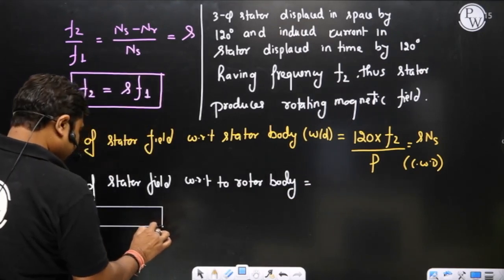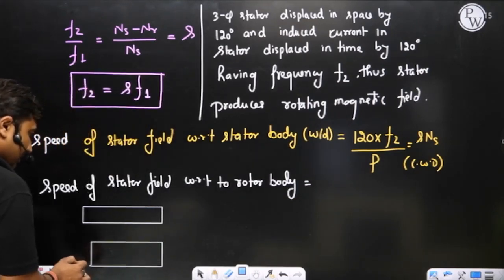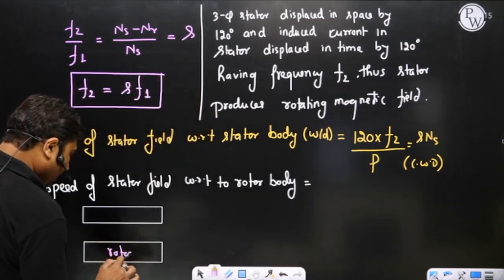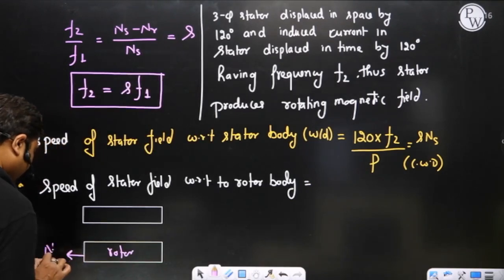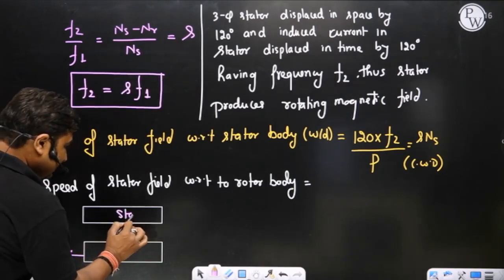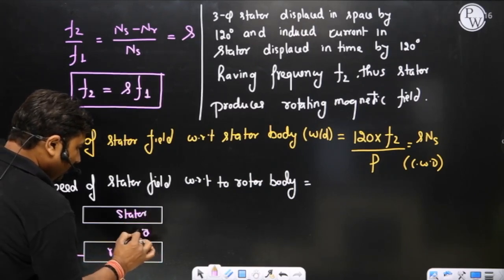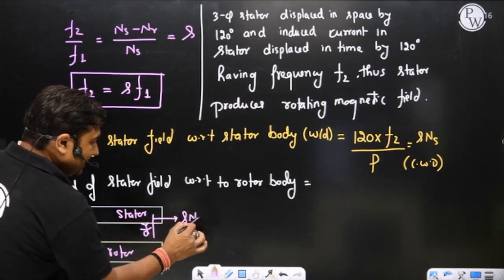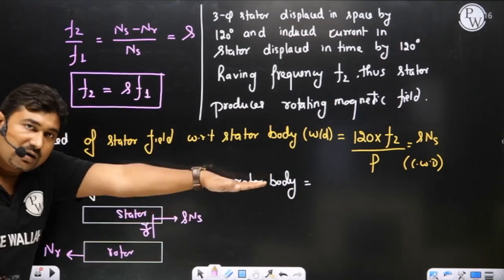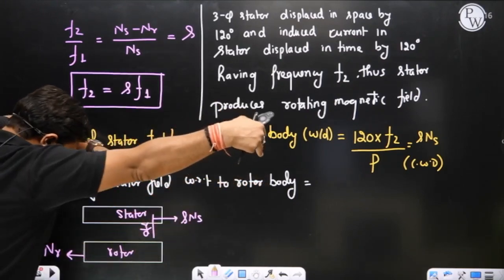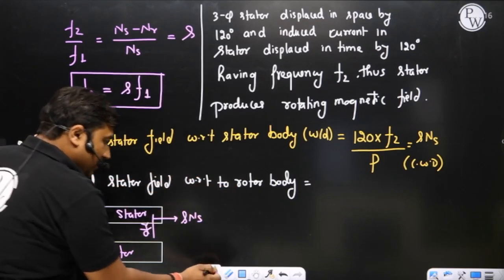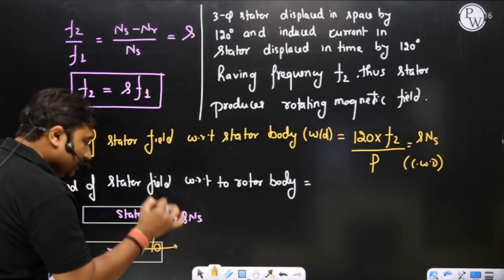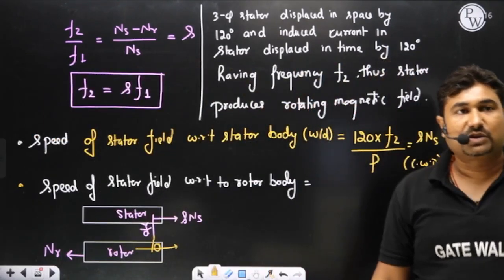Sir, please observe here. The rotor body is moving in this direction at a speed of NR, and the stator field is rotating in a clockwise direction at a speed of, with respect to the stator, SNS. So the field is moving in a clockwise direction and the rotor is moving in an anti-clockwise direction. Can you find the speed of the stator field with respect to the rotor body now?